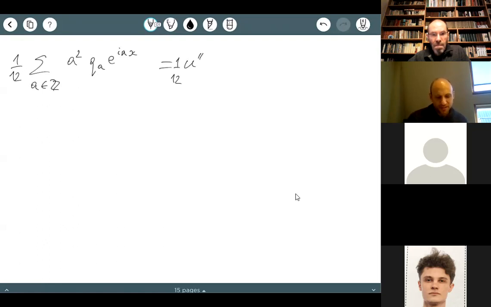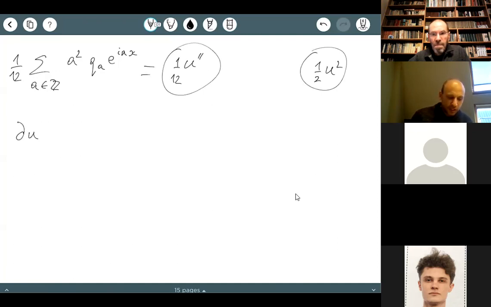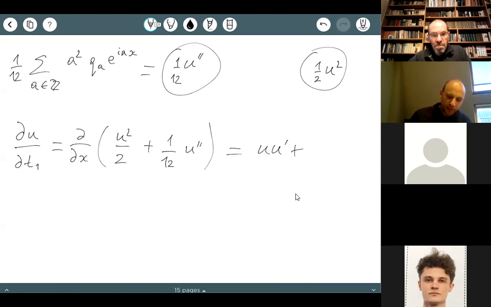As I promised, I forgot that I'm off by a sign. That's because I didn't put it somewhere in my formula. I forgot that when you differentiated this, there was an i, so I pretend it is not there. So this is my second term. And remember, the first term was 1/2 u squared. So now I have the equation du over dt1 equals d over dx of u squared over 2 plus 1/12 u double prime, which is u u prime plus 1/12 u triple prime. I hope that by now you know the KdV equation by heart, so you recognize that this is the right-hand side of the KdV equation.